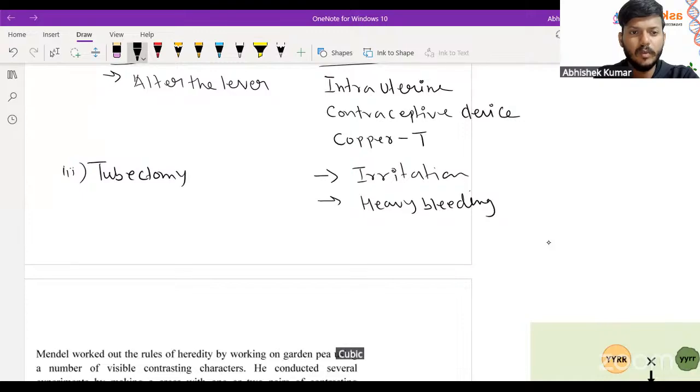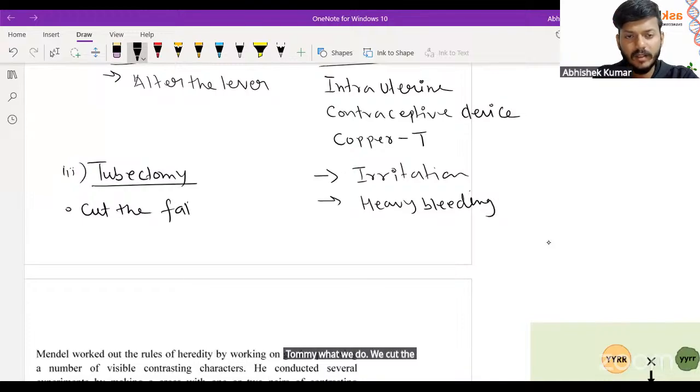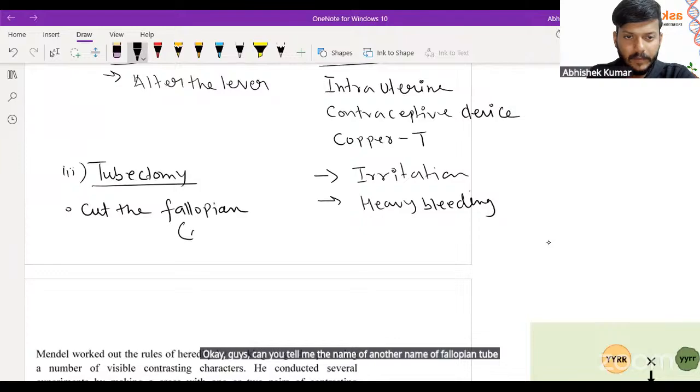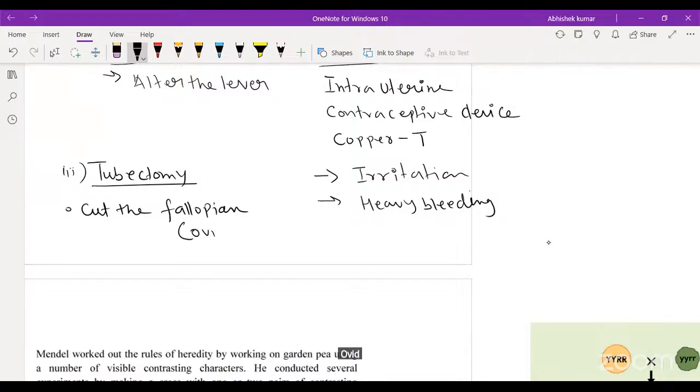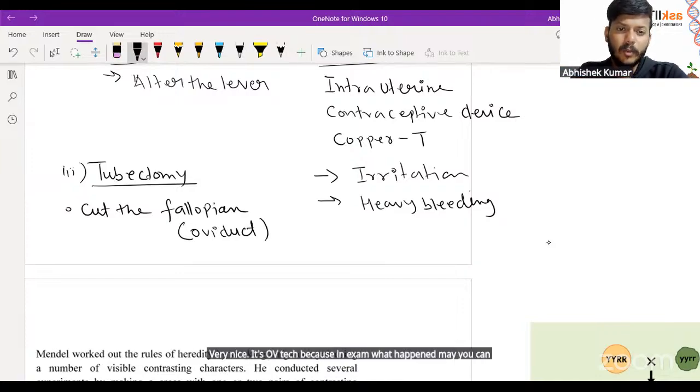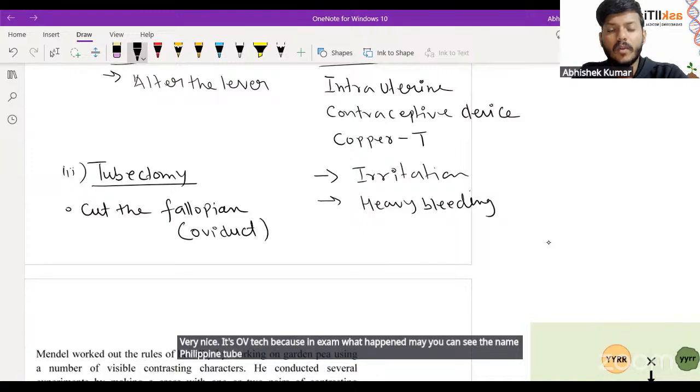In tubectomy, what do we do? We cut the fallopian tube. Okay, guys, can you tell me another name of the fallopian tube? Oviduct. Fallopian duct. Yeah, very nice. It's oviduct. Because in the exam you can see the name fallopian tube or oviduct. So don't get confused. Both are the same thing.